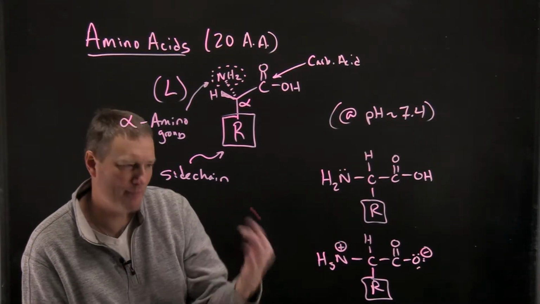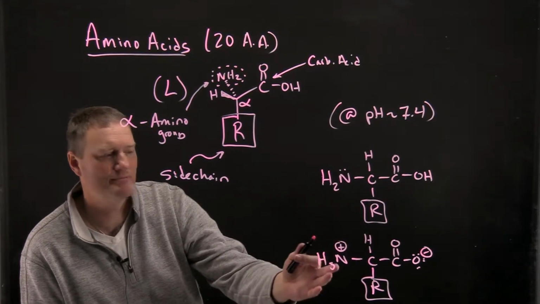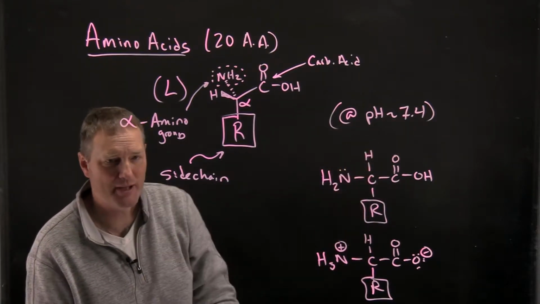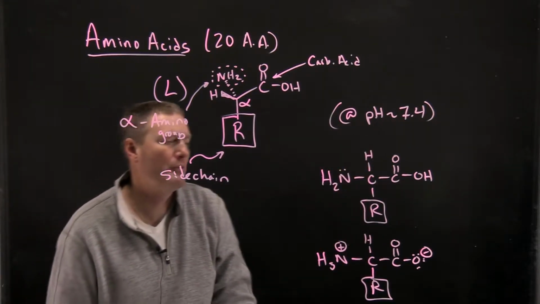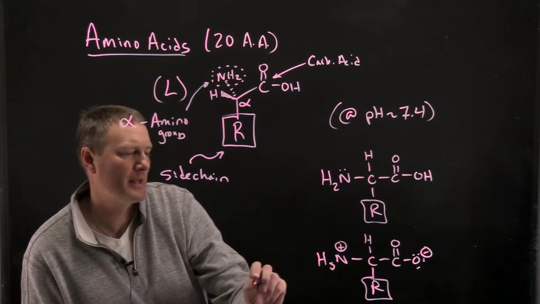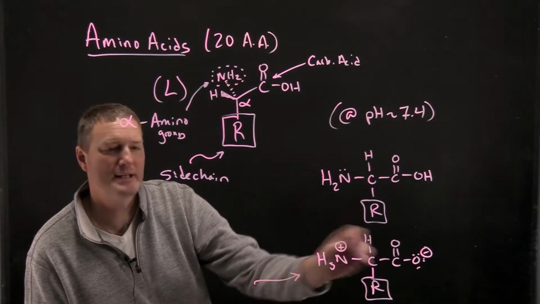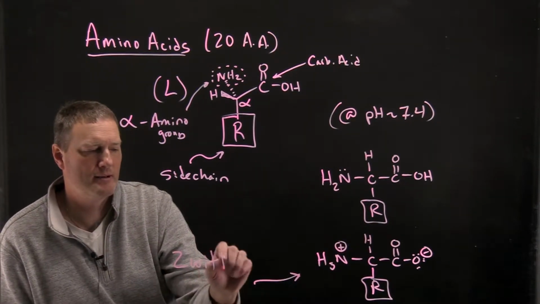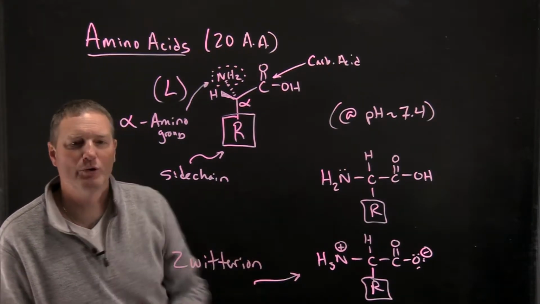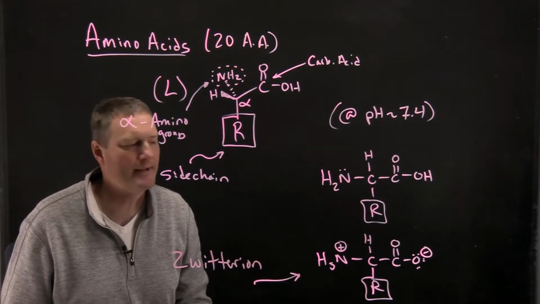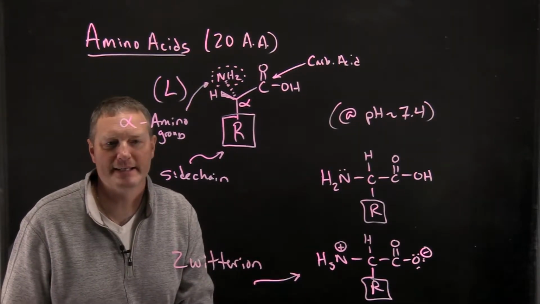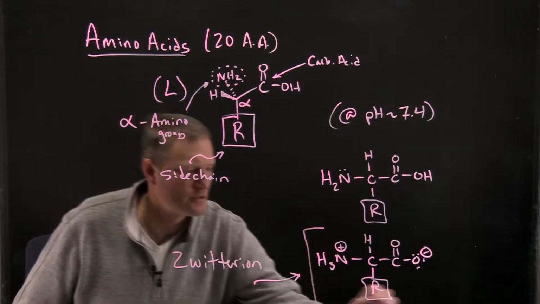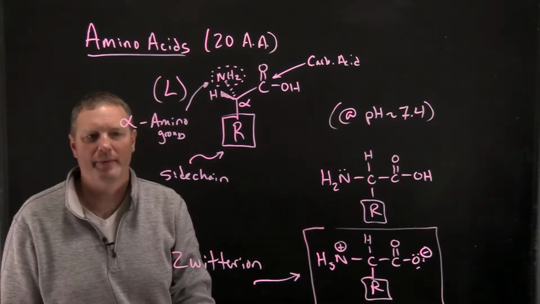And when it comes to memorizing the amino acid structures, I would say let's try to memorize them so that we know what the protonation state is at physiological pH. One final thing I'll mention is that this type of species where you have both a plus and a minus charge is called a zwitterion. It's basically an old German word that just means a double ion. So all of the amino acids exist as zwitterions at physiological pH. So this is the generic structure of those.